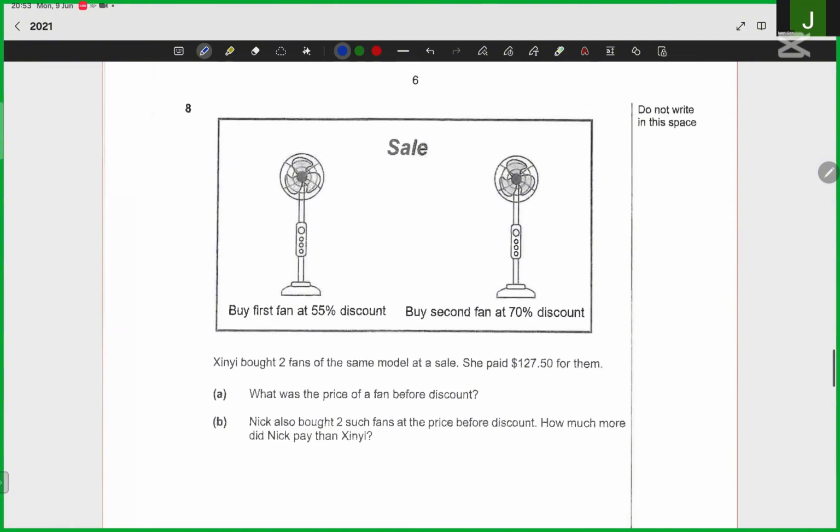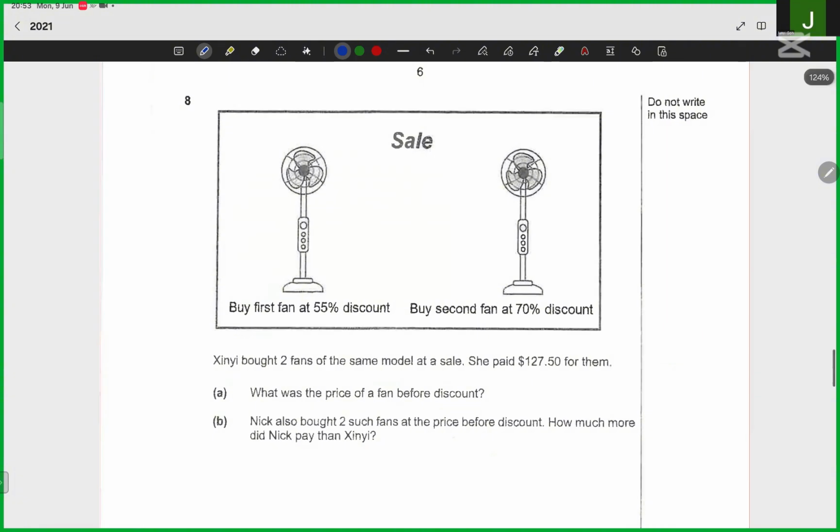Now, there's a sale. Buy first fan at 55% discount. Buy second fan at 70% discount. Xingyi bought 2 fans of the same model at a sale. She paid 127.5 for them. What was the price of a fan before discount?